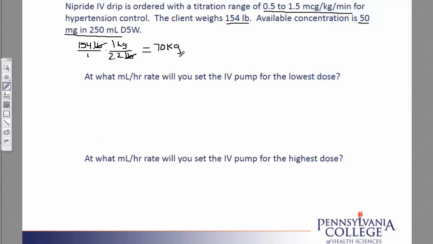Now I look at my first question. It asks me to come up with the milliliter per hour rate for the lowest dose. Going back to my available information, I'm going to start with the 0.5 micrograms per kilogram per minute. Both the kilograms and the minutes belong in the denominator of the problem.